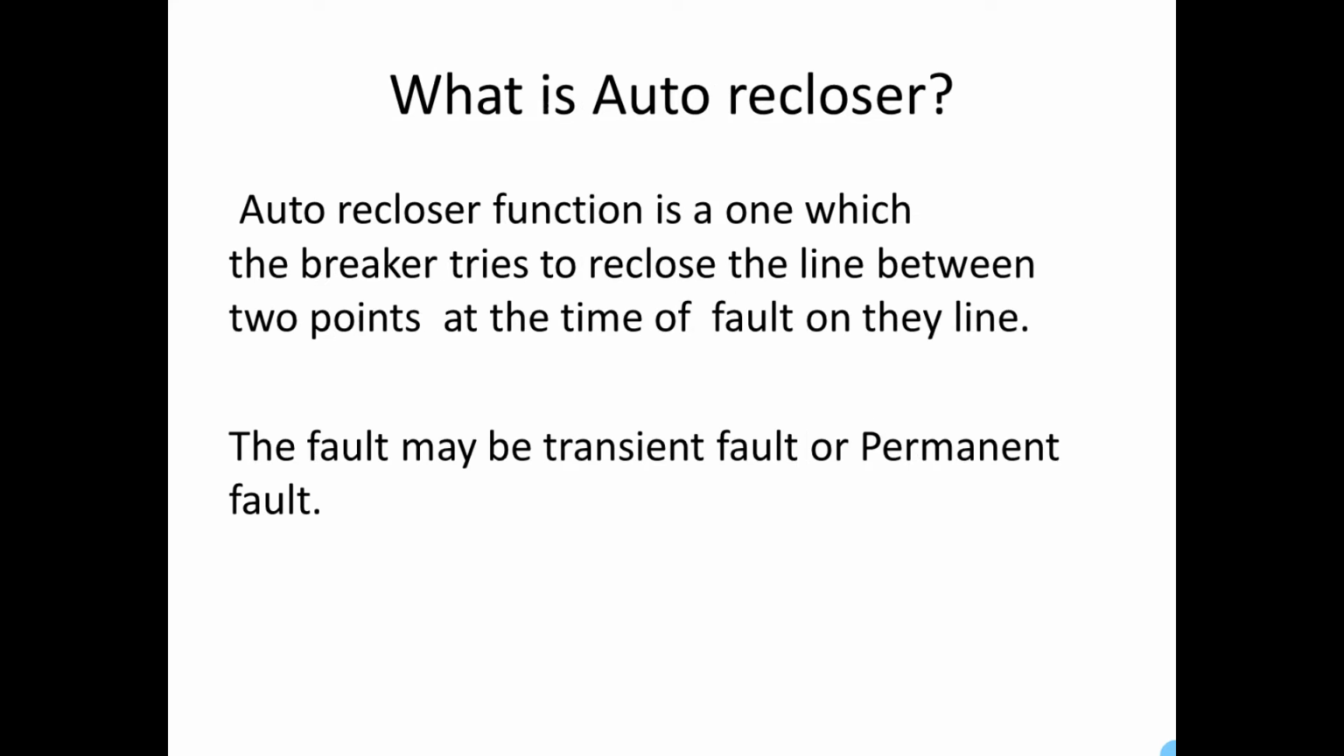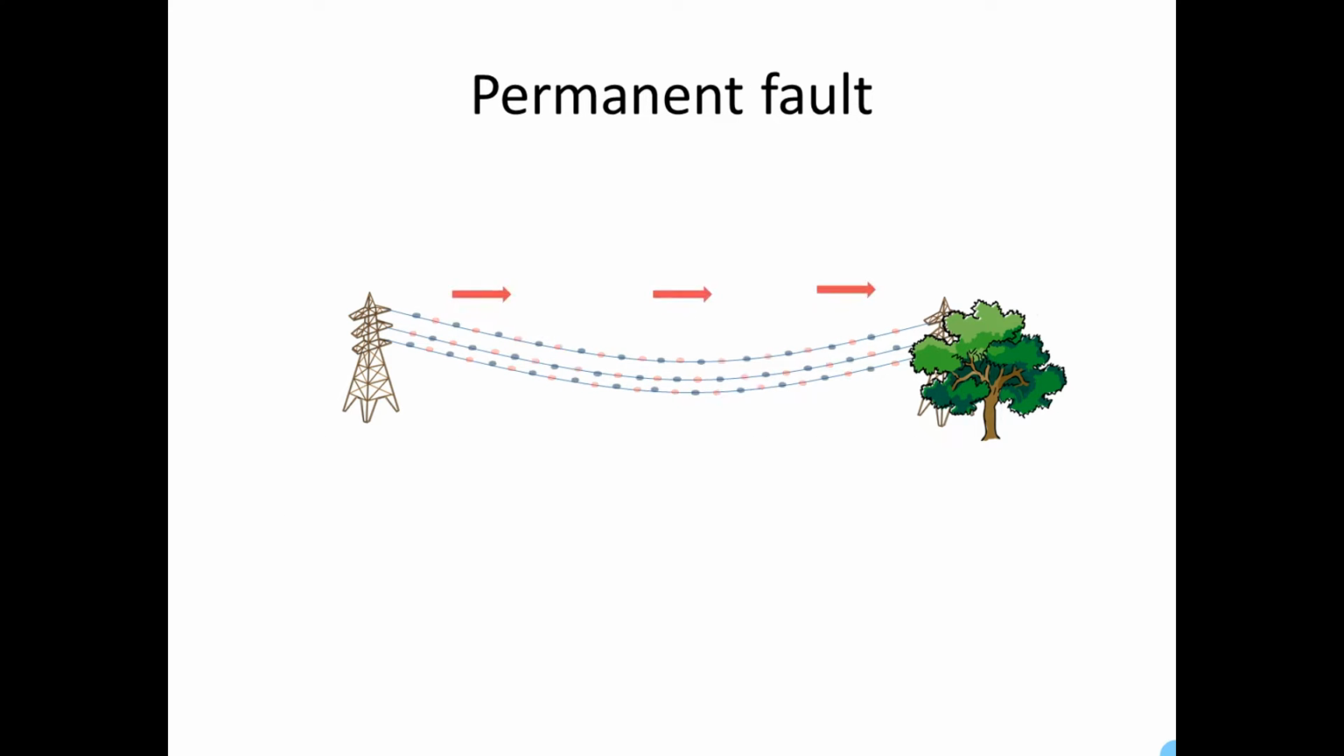Now we will see what is AutoRecloser. AutoRecloser is a function in which the breaker tries to reclose the line between two points at the time of a fault on that line. The fault may be a transient fault or a permanent fault. Now we will see what is a permanent fault and a transient fault.